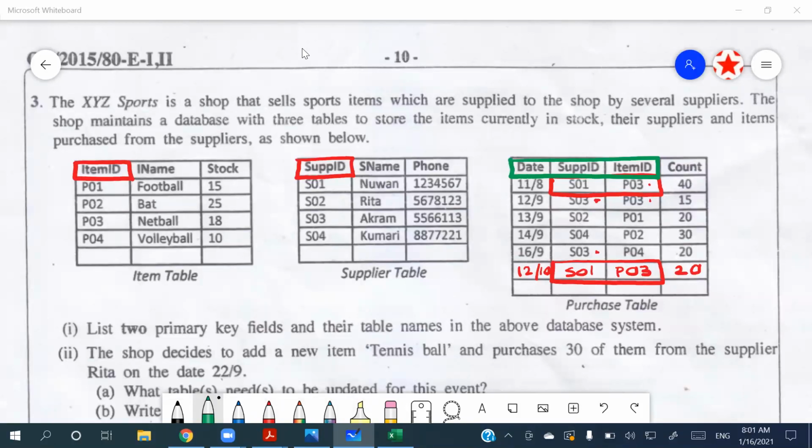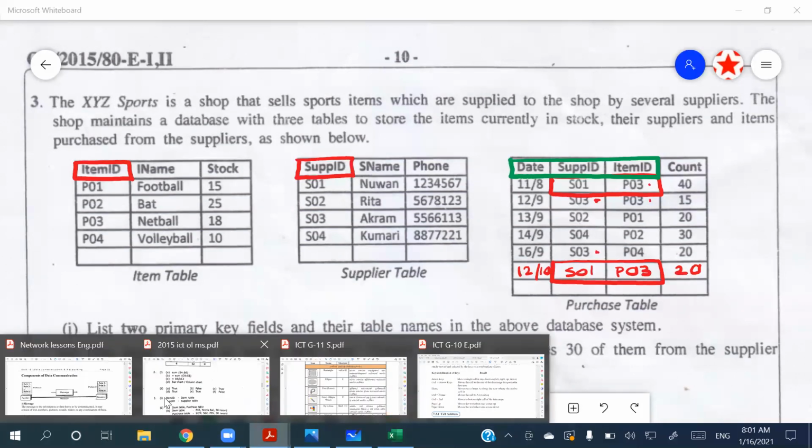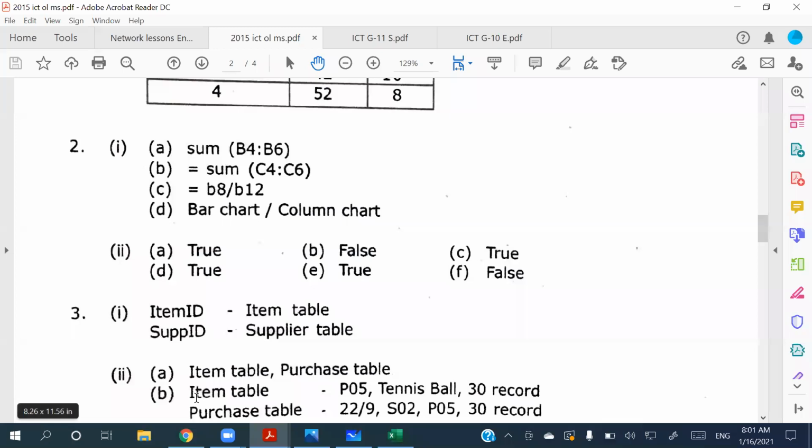Right. All right. So in the marking scheme, they have just given the tables clearly, or the place where we can figure out the primary keys clearly, right? So it says item ID is for the item table, supplier ID is for the supplier table.